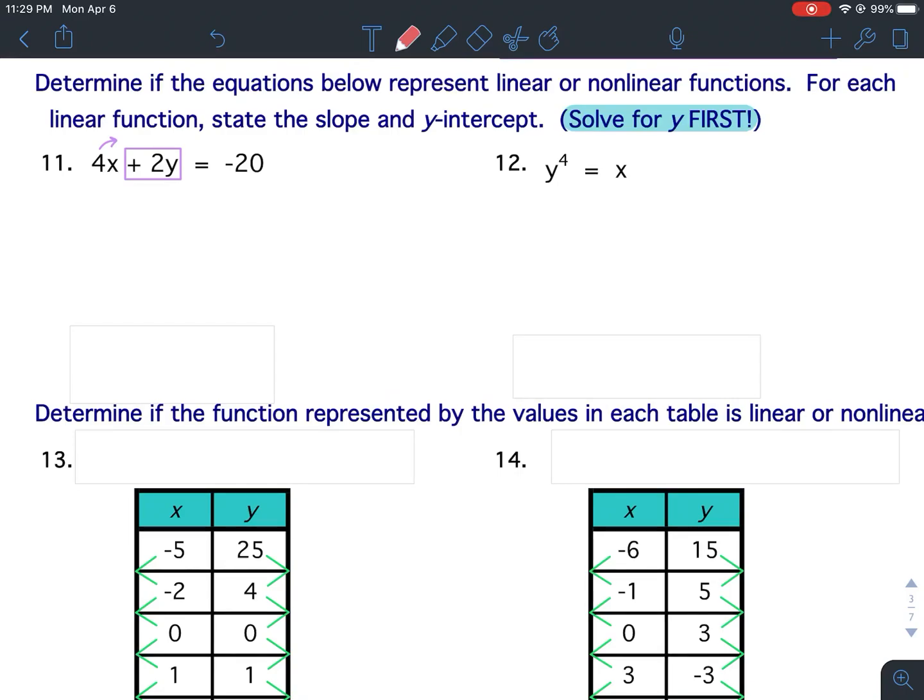Functions review questions 11 and 12. Determine if the equations below represent linear or nonlinear functions. For each linear function, state the slope and the y-intercept.